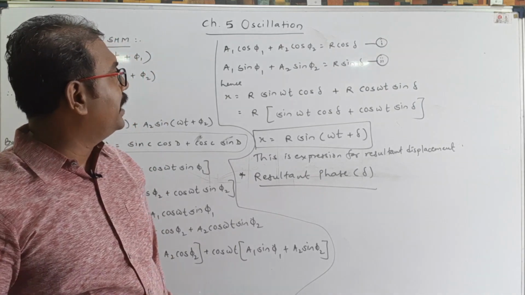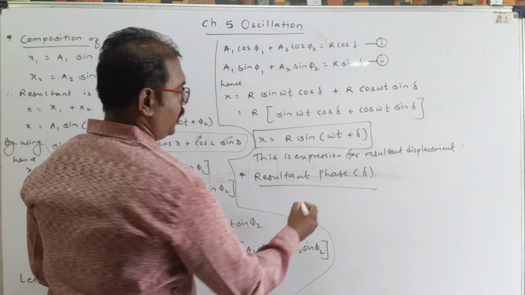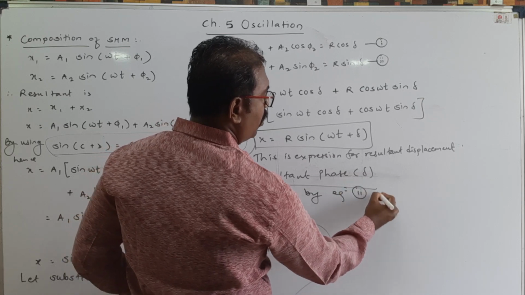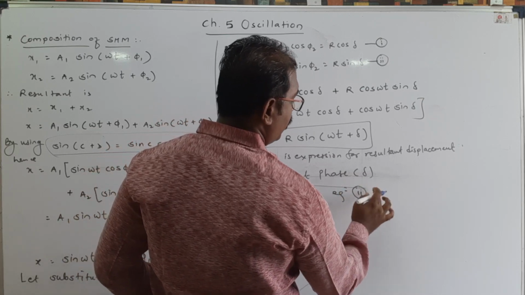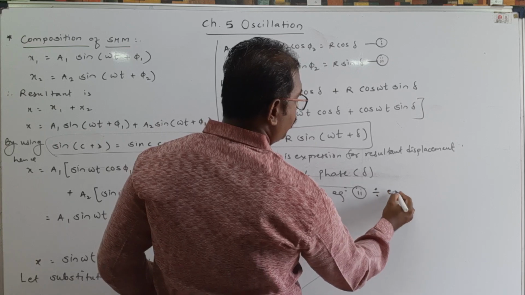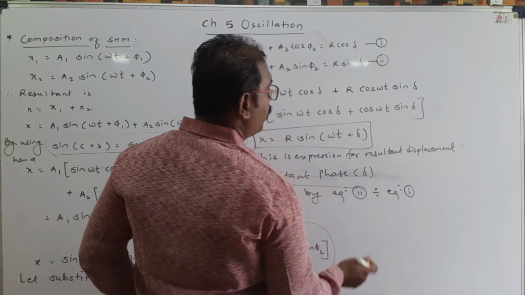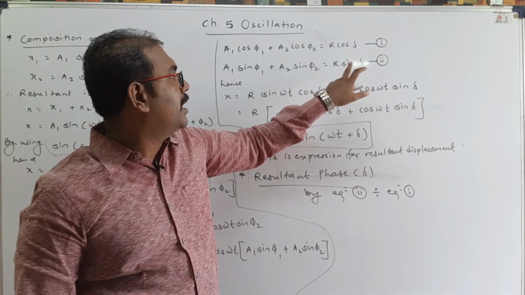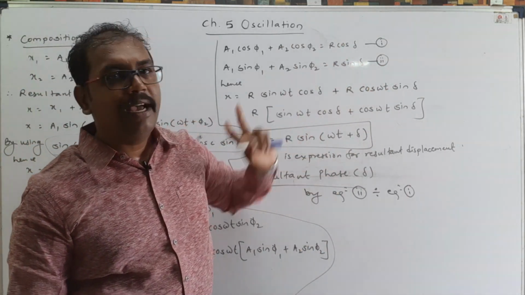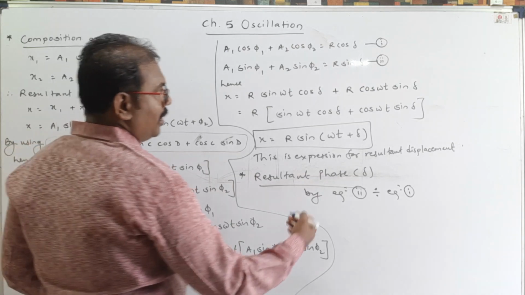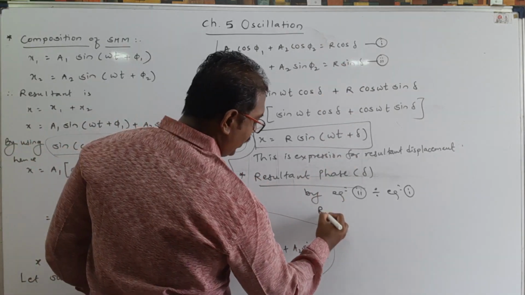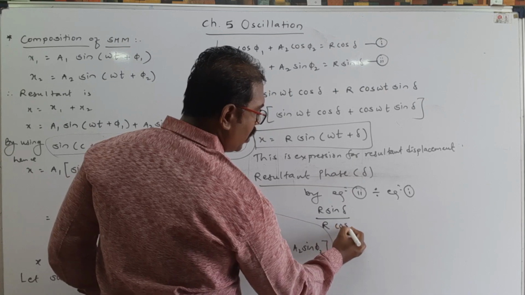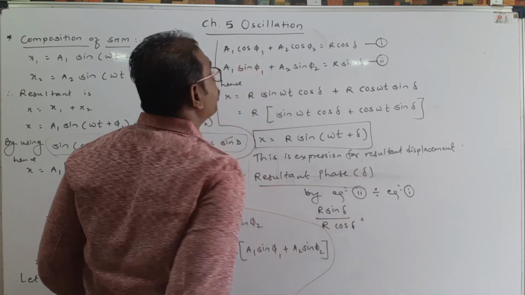So we can do one thing here. We can take the division of these two: equation 2 divided by equation 1. What do we get? I write the right hand side first: R sin delta divided by R cos delta. So this R and R get cancelled.